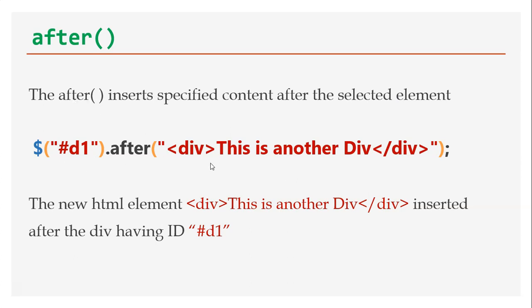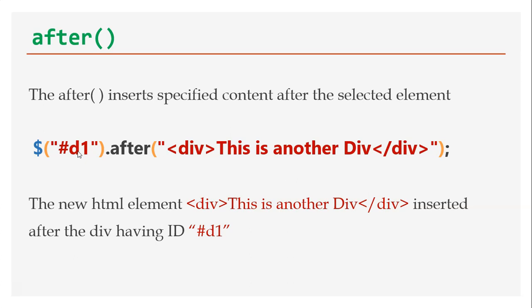In this code snippet, you can select an element from the HTML page via this id d1, and then on the selected element we can call the after method with this div as a parameter. If this code snippet is executed, what is going to happen? This after method will simply insert this div with this content after the selected DOM element having id d1.